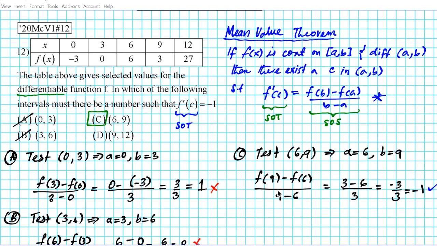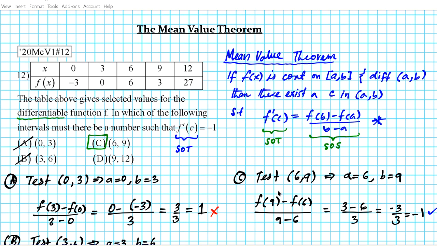Alright, so in this particular problem, we used a theorem called the mean value theorem. Now, have you ever wondered where this word mean comes from? How does this word mean apply to the mean value theorem?